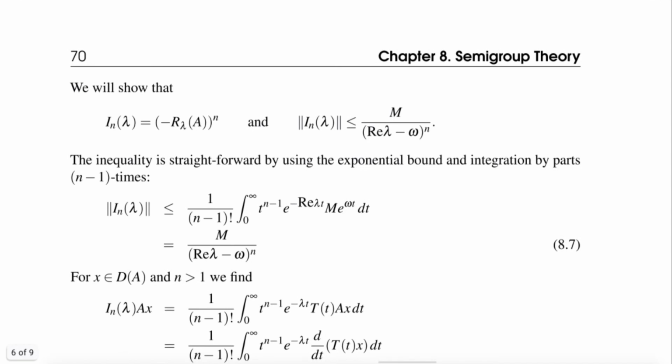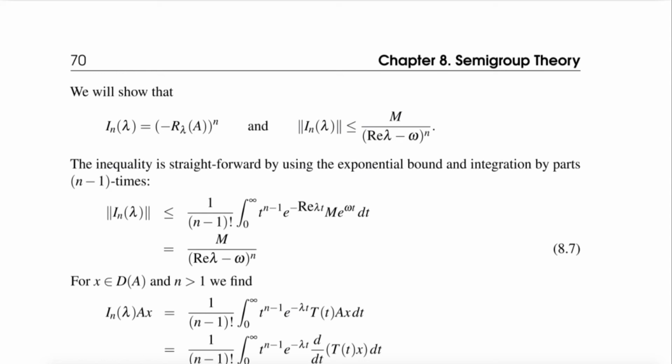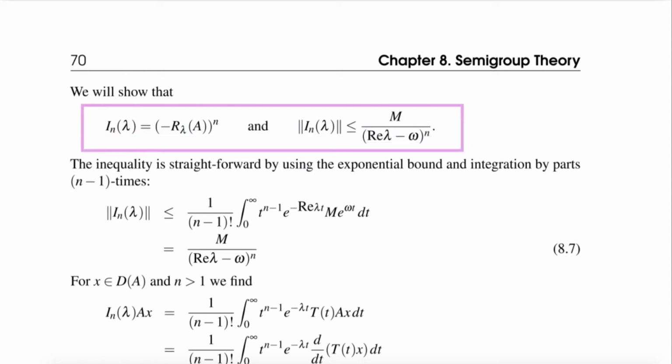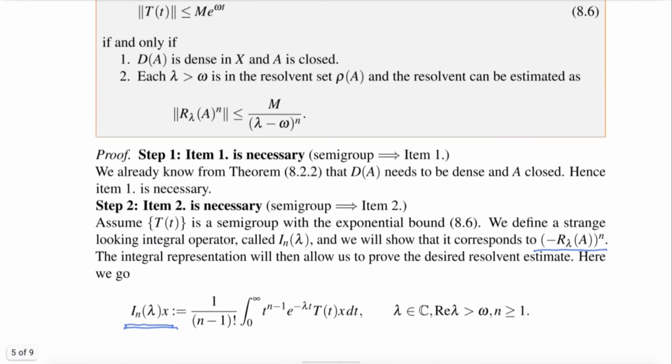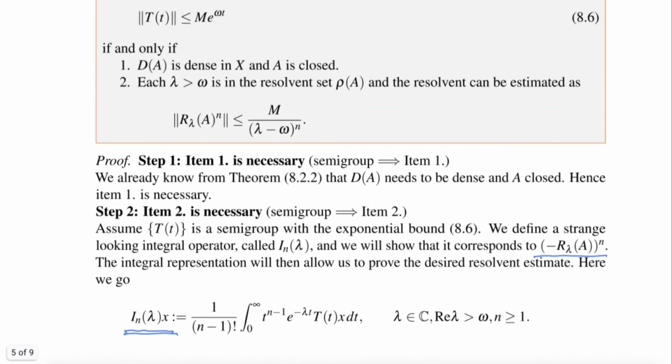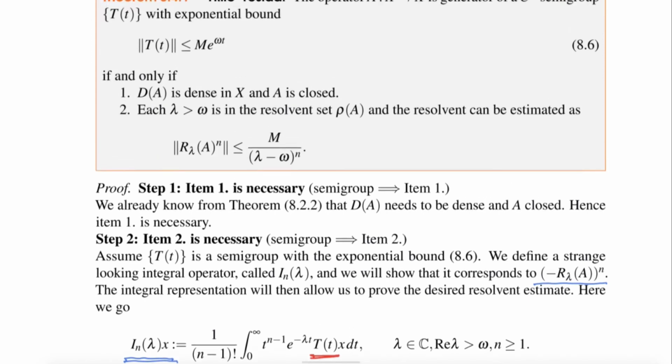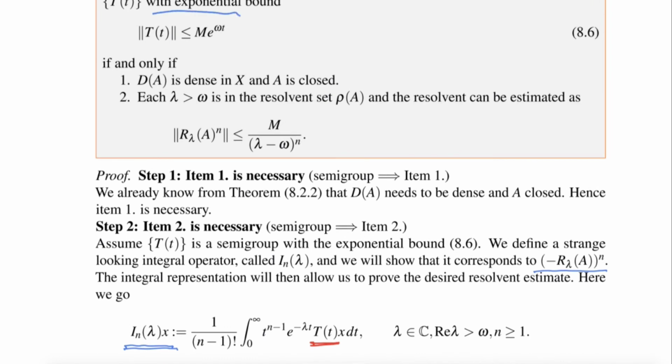Let's move on here. Here I say again, I want to show these relationships. Let me give a little box. So this is what I would like to show in the next little while. So the inequality actually is straightforward by using the exponential bounds and integration by parts n minus 1 times. So what do I mean by this? I go back to the definition of the I_n here on the previous page. And here we have our T(t).